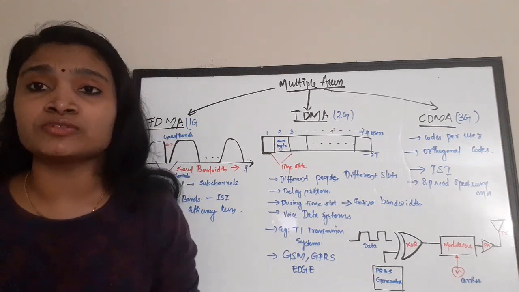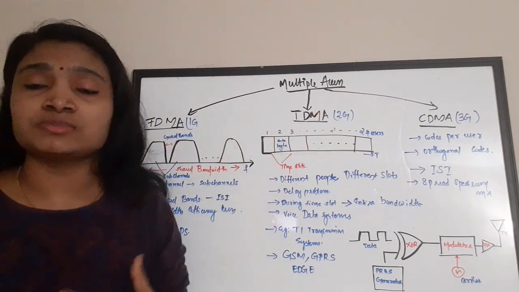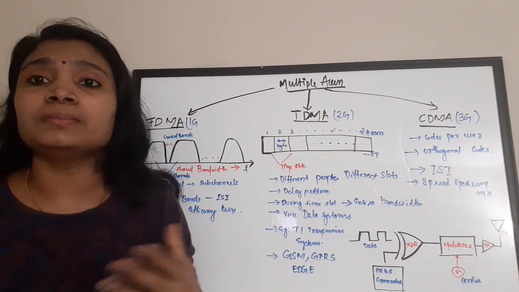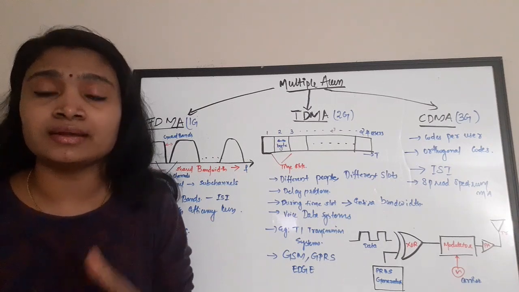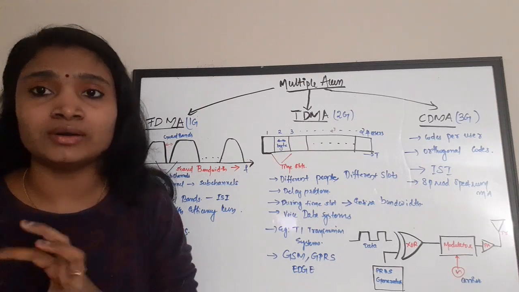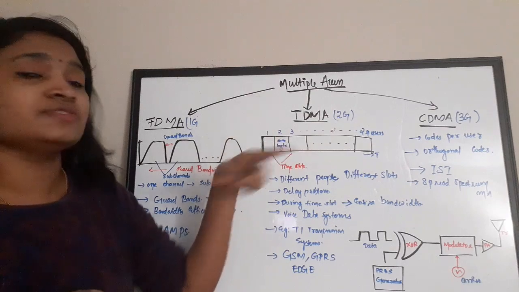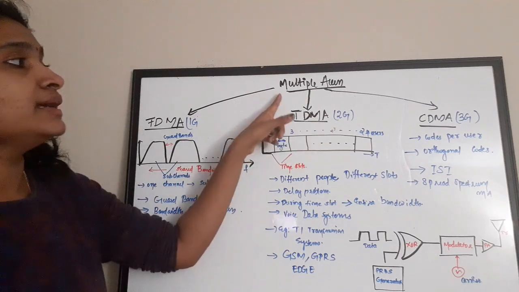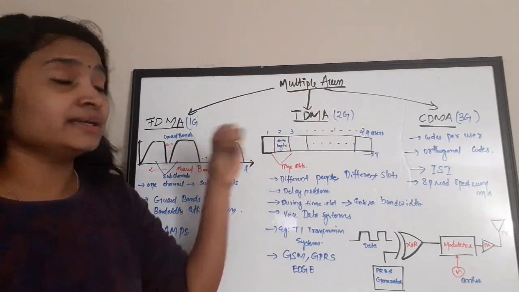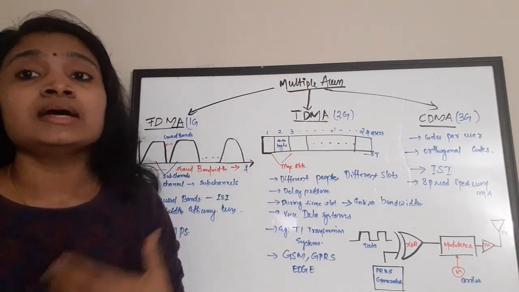This is a quick revision of the multiple access techniques, which are FDM, TDM and CDM. These are the techniques used for allowing multiple users to use the channel at the same time. That is, it allows sharing of users on the same channel. So that is called a multiple access technique. The name itself says that it allows multiple access on the same channel.